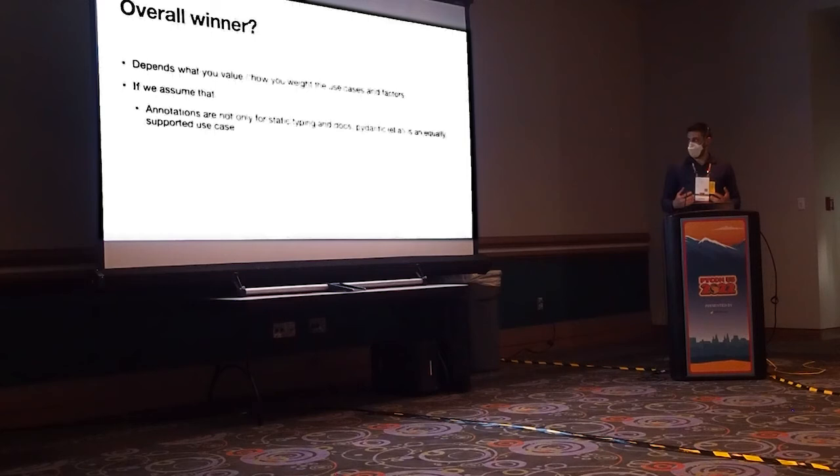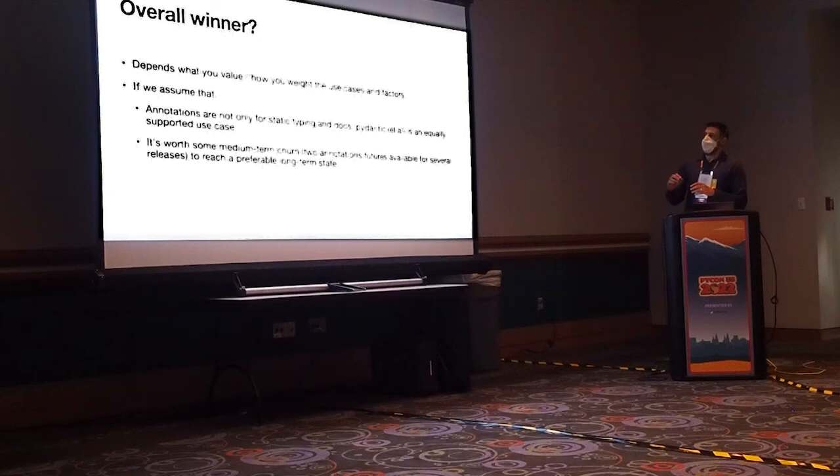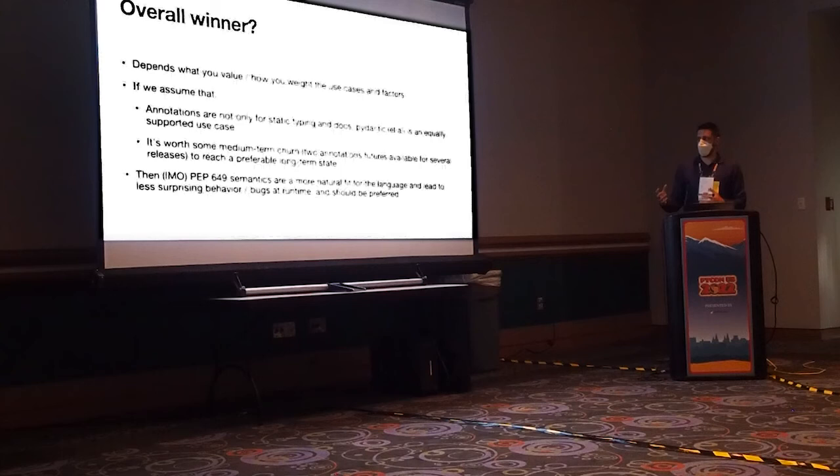If we believe that, and if we also believe that it's worth some medium-term churn, like two competing future annotations for futures for annotations available for a number of releases, if it's worth some medium-term churn to reach a preferable long-term state, if both of those things are true, then I do think PEP 649 semantics are a more natural fit that integrates annotations better into the entire language, which is something the Steering Council has said that they want. And will generally lead to less surprising behavior and bugs at runtime when people try to use annotations at runtime, and probably should be preferred.